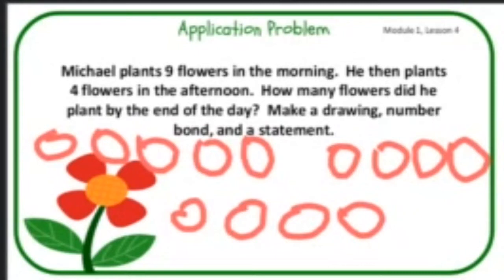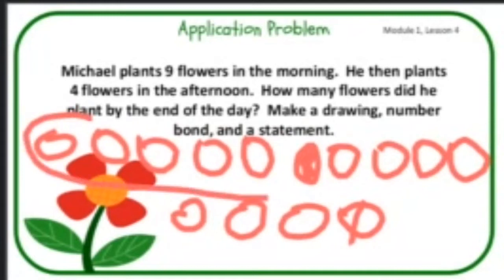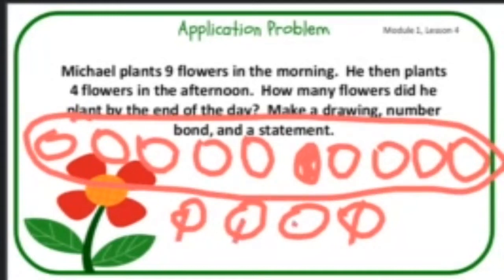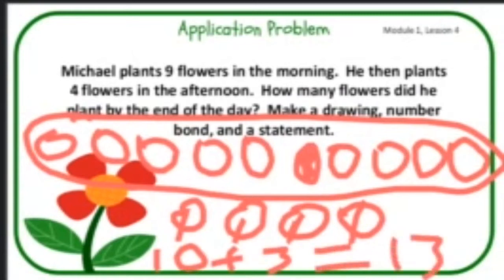Now, how many flowers did he plant by the end of the day? That means I'm going to add my 9 and 4 together. So let me take away 1 from here and add to my 9 just to make 10. Okay, let me shade it just to make 10. So I now have 10, and how many is left outside? 1, 2, 3. That will be what? 13. So 10 plus 3 equals to what? 13. So that means he planted 13 flowers by the end of the day.